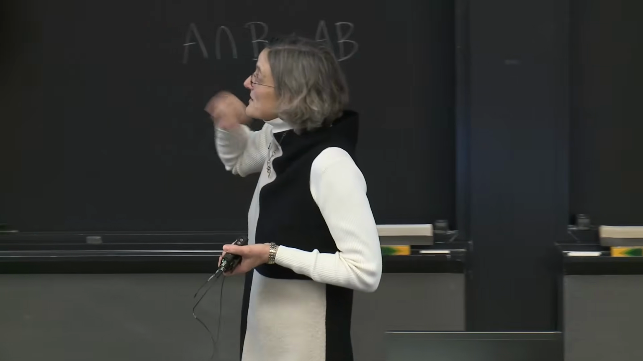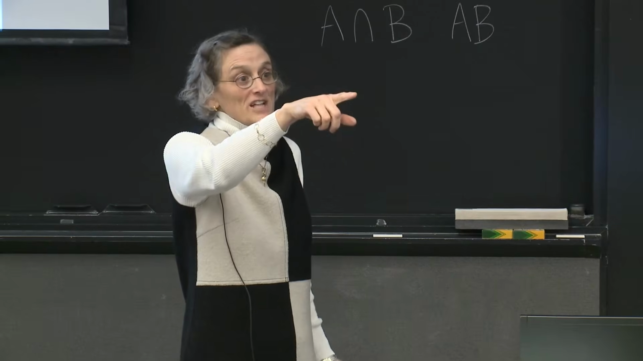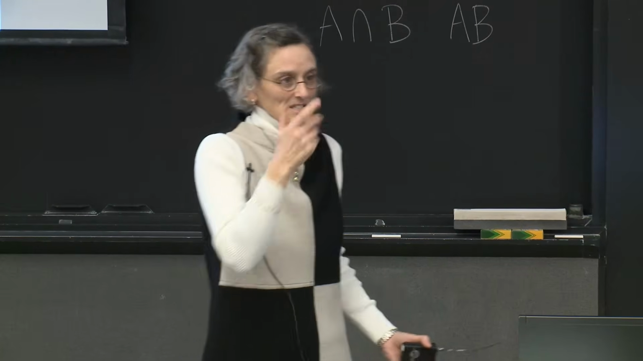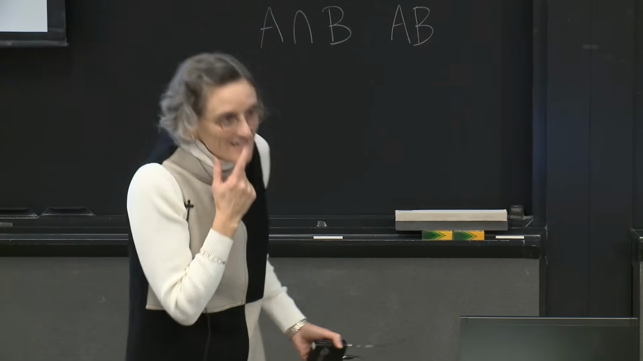So what is the probability that he misses 3 and makes 3 of the next 6 shots he takes? So how do we think about this? Now I'm not asking about the probability of any particular sequence of 3 misses and 3 completed shots, but just that there are 3 misses and 3 completed shots. Now we have to sum all the different combinations of those.